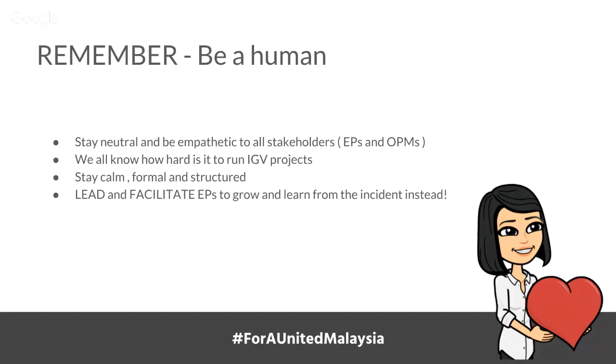Yeah. And finally, a bit of the soft part when a crisis happens is to remember to always be a human. What that means is that when a crisis happens, stay neutral and be empathetic to all stakeholders. And all stakeholders doesn't mean just your EPs, but also the OPM, because we all know how hard it is to run IGV projects. When people are running IGV projects, there are like 20 EPs, and if your EP is not happy, they have to deal with you, and they have to deal with another 19 EPs, and each of them has their own things to solve and things that they want.